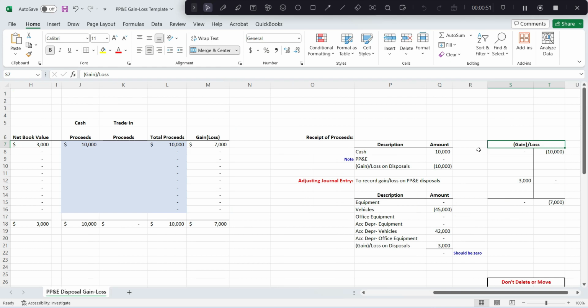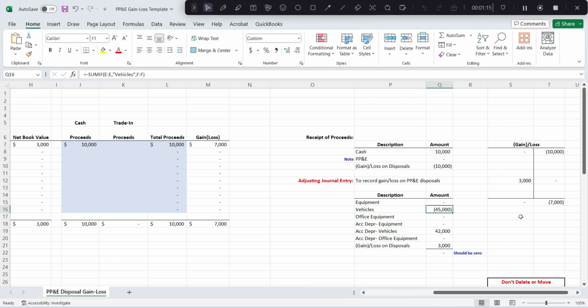So when you receive the cash, you can debit cash for the $10,000 amount, increasing it, and credit the gain and loss for $10,000. Now, obviously, we just said the gain on this disposal is $7,000. That's different than this $10,000. So that needs to be adjusted. That comes in the second entry.